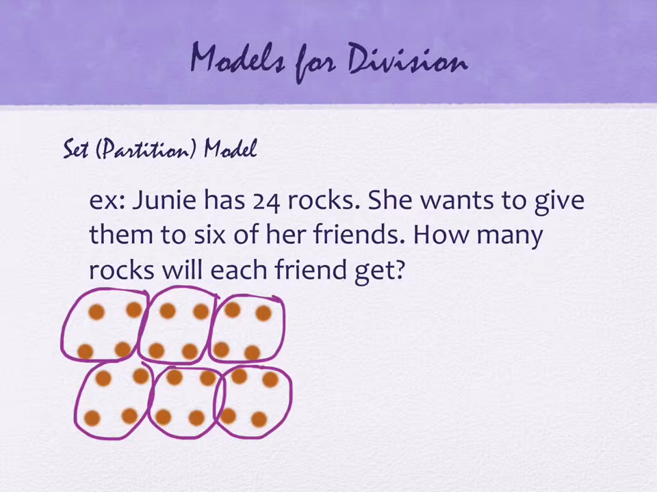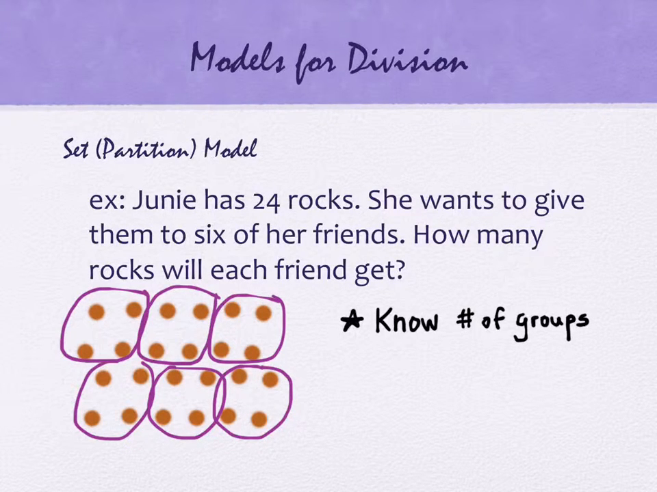So the whole key in this model is that we know how many groups we have, we just don't know how many rocks are in each group. All right? So write yourself a note that the idea here is that we know the number of groups.